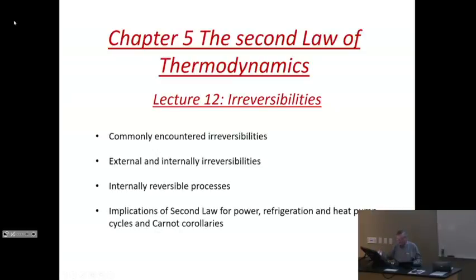We will then describe processes that have no internal irreversibilities, that are internally completely reversible, and we will use that to derive the implications of the second law on these principles in power and refrigeration cycles. We will then get to a hint of what the Carnot cycles will be, which will be described in detail in the next lecture.